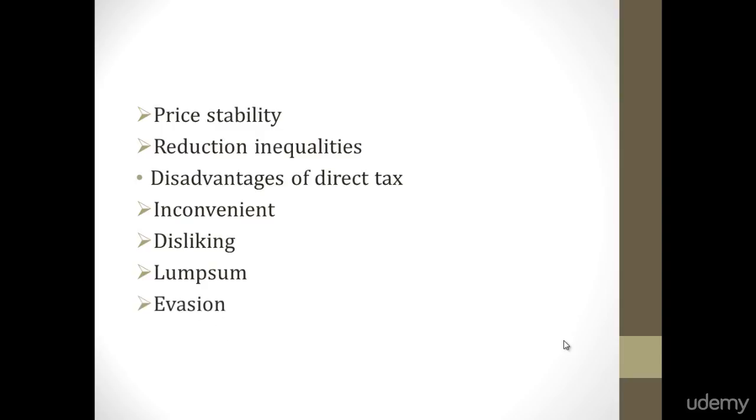Evasion. Direct tax can easily be avoided. The taxpayer often submits false statements of his income and thus tries to evade tax, and the revenue of state may be reduced. Reduction in savings. Due to direct taxes, rate of savings is reduced because a large part of income goes to the government.